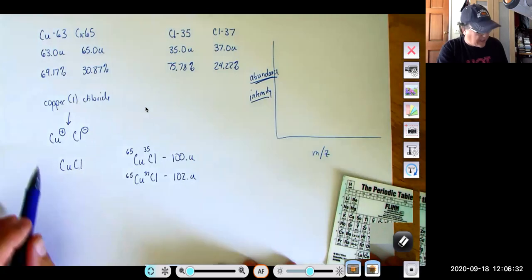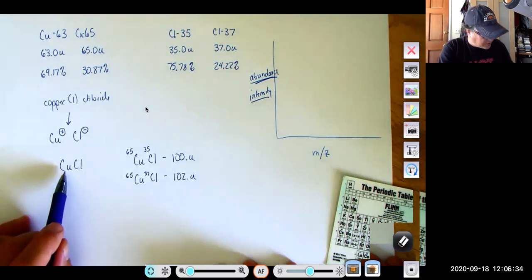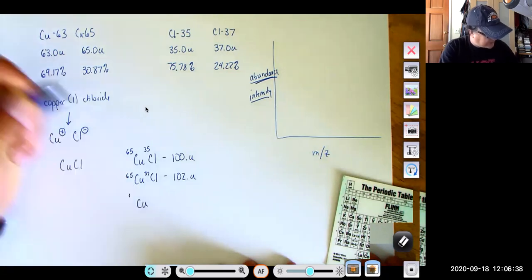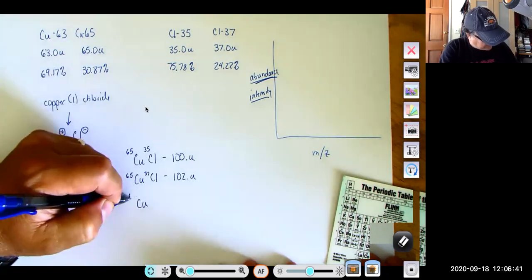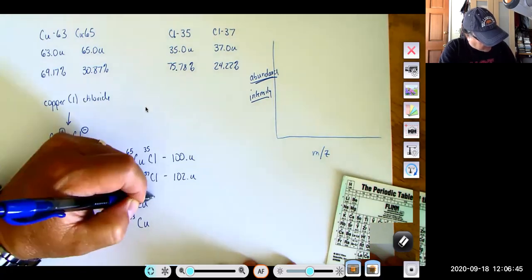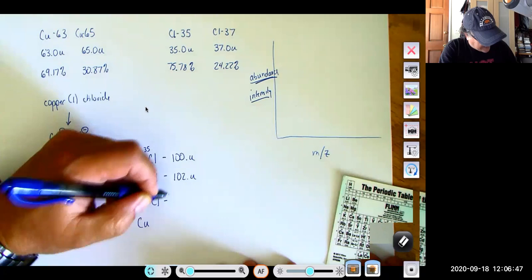This first element, this copper, could also be copper 63; I started with 65. And this could be chlorine 35, which would be 98 U.